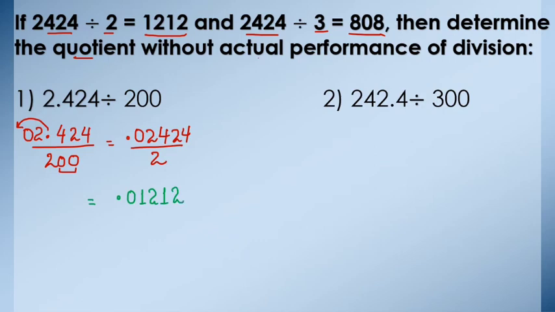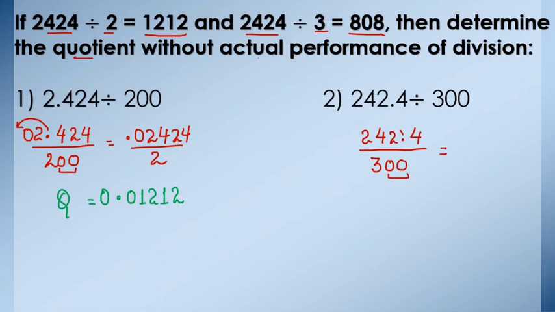So if it is 0.02424, it will be 0.01212. Therefore the quotient is 0.01212. Now in the next part we have 242.4 divided by 300. So 242.4 upon 300. So two zeros are there.